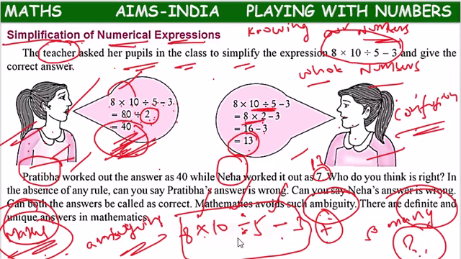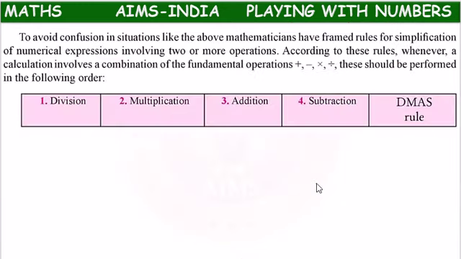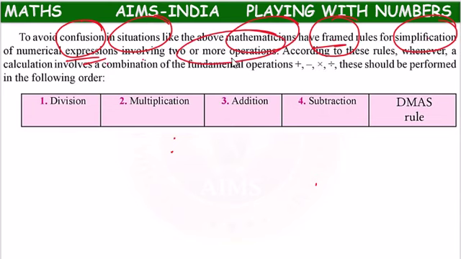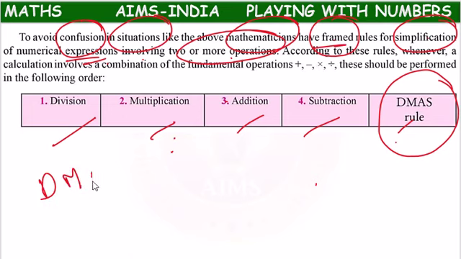So, if we have multiple operations, how to perform these operations? Let's discuss this rule. To avoid confusion in situations like this, mathematicians have framed some rules for simplification of numerical expressions involving two or more operations. So whenever we come across many operations at a time, we have to apply the DMAS rule, D-M-A-S.